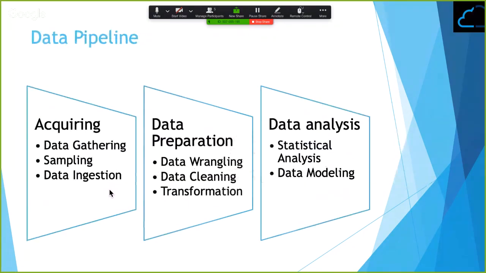So again, coming back to the same data science pipeline, you have acquiring and these kinds of stages.